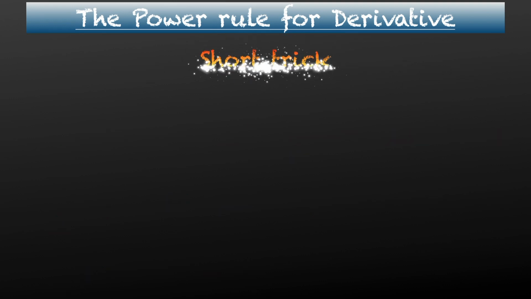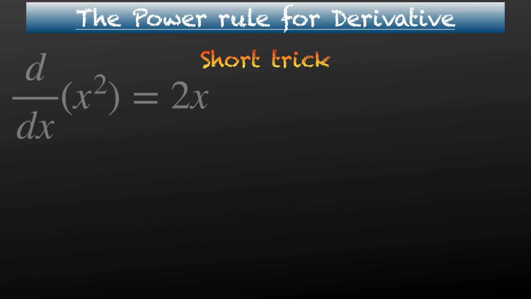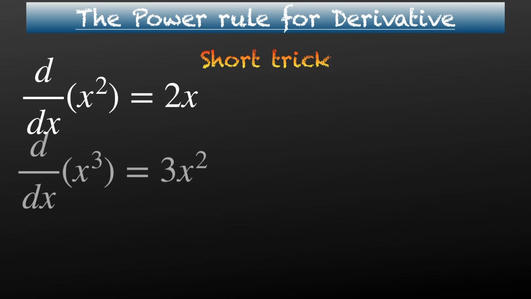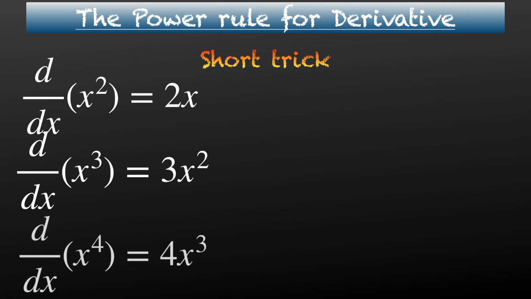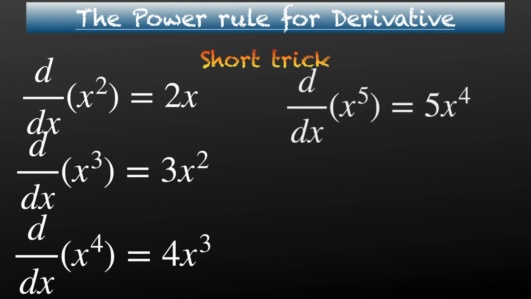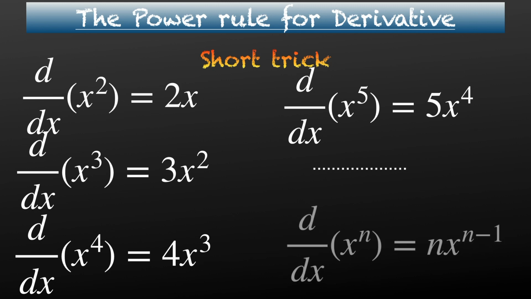Let's see some short tricks. You have seen previously the derivative of x squared is going to be 2x. The derivative of x cubed is going to be 3x squared. The derivative of x^4 is 4x to the power 3. The derivative of x^5 is 5x to the power 4. Now it means you get the constant up front multiplied with the variable, and the power reduces by 1 in each derivative. So similarly, the power rule for derivative is d by dx of x^n equal to n times x raised to power n minus 1.